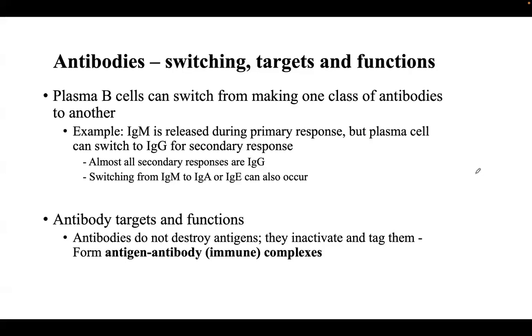Now, antibody targets and functions. This is the critical thing. Antibodies do not destroy antigen. What do they do? Like I told you before, they inactivate and tag them, and then they produce the antigen antibody complex. Who destroys these complexes?